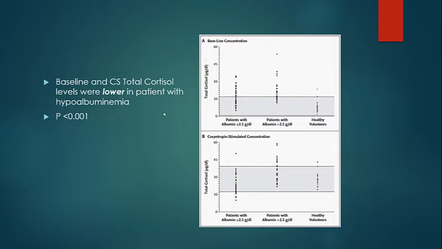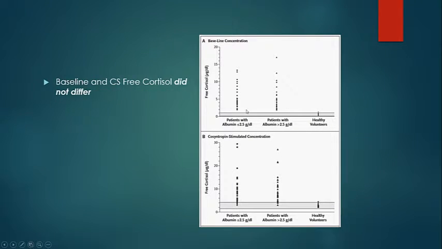So what are we looking at? Basically, if we compare the patients who had hypoalbuminemia, the total cortisol was lower compared to the patients with normal albumin, and that was statistically significant. But when they went on and measured the free cortisol, there was not much difference. They were both high compared to baseline, or what is considered normal.